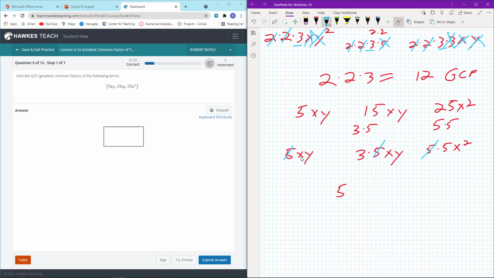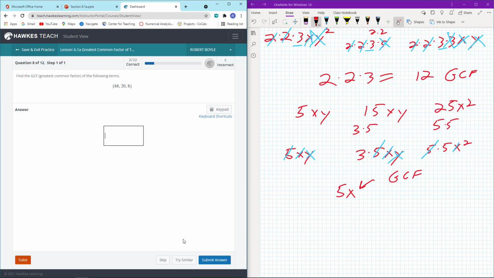Furthermore, each term has an x. There's an x here, there's an x there, there's actually an x squared there. So we can also write down an x, since that's common across all three terms. What about the y? Well, there is a y here, no y here, so this is excluded. What about the x's? Well, we have one x here, and two x's here. So each has at least one x. So we want to leave this pretty much the way it is. In terms of multiplying, there is nothing to multiply. So this right here is our final answer.